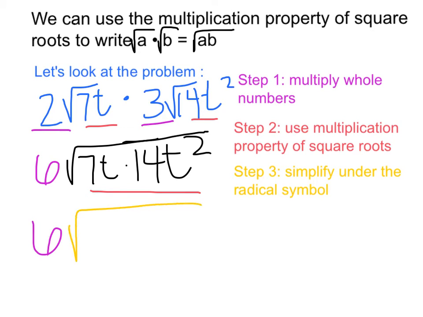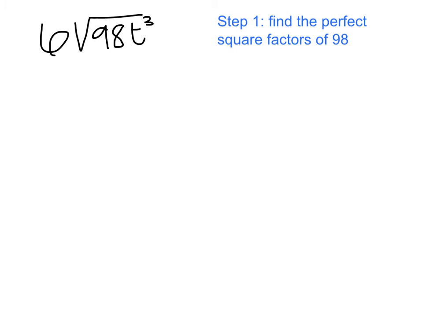So we have 6 root 7 times 14 is 98, and t times t squared is t cubed. We're not done yet, but thankfully we already know how to simplify these kinds of problems because we just learned it. Our first step is to find the perfect square factors of 98. 2 and 49 are factors of 98, and 49 also happens to be a perfect square.